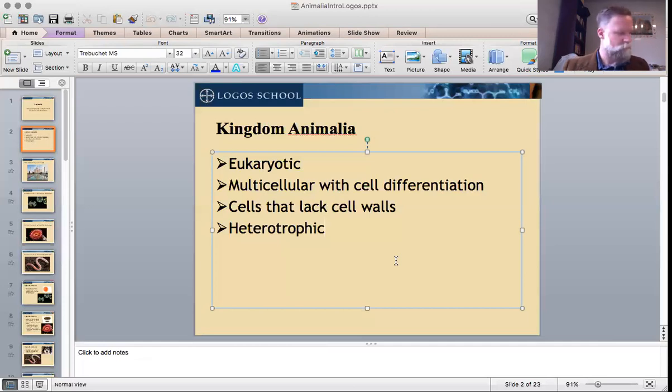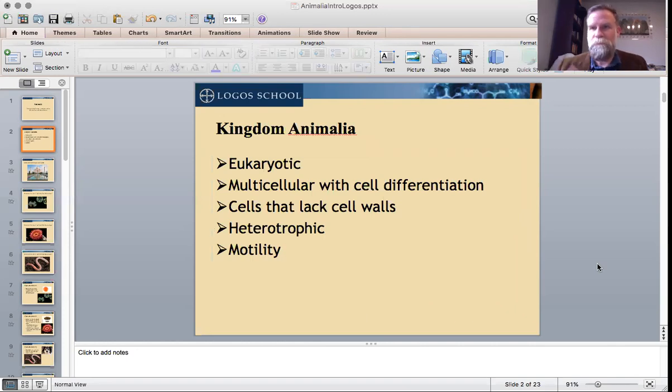And the last one I didn't add yet is motility. The last one, and that list is right there on page 255, is that all animals have motility. And motility means they're able to, as your author says, wriggle, okay? So they're able to move to various degrees. So these are the major characteristics of kingdom Animalia.